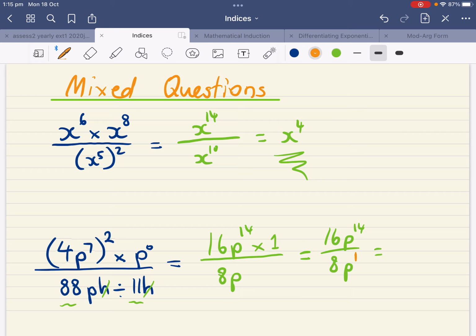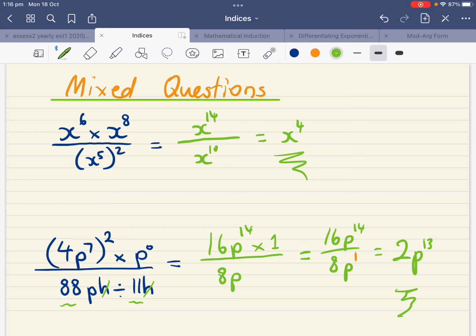And, you know, what's my final step going to be? Well, we're left with another index law 2. 16 divided by 8 is 2. And when dividing, keep the base the same, subtract the powers, and you get your final answer.